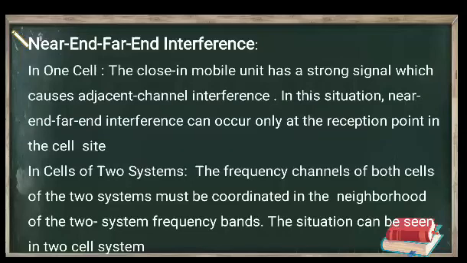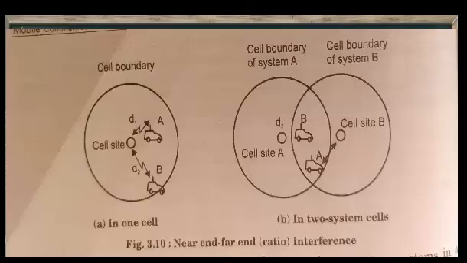In this situation, near end and far end interference can occur only at the reception point in the cell site. In a cell of two systems, the frequency channels of both cells of the two systems must be coordinated in the neighborhood of the two system frequency bands, and the situation can be seen in two cell systems. With the help of this figure, we can understand the near end and far end interference. We already said in one cell, suppose there are two subscribers, A subscriber and B subscriber. A subscriber is nearest to the cell site and B subscriber is far from the cell site. But if both subscribers are provided a high power transmitted signal, then near end far end interference will be created.